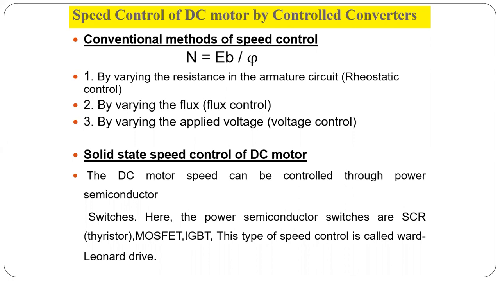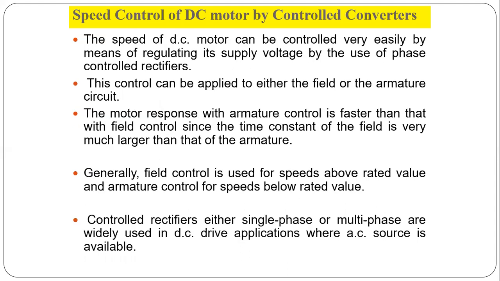The DC motor speed can be controlled through power semiconductor switches. Here the power semiconductor switches are SCR, that is silicon controlled rectifier (thyristor), MOSFET, metal oxide semiconductor field effect transistor, and IGBT. This type of speed control is called Ward-Leonard drives. These are some examples of the solid state speed control of the DC motor.